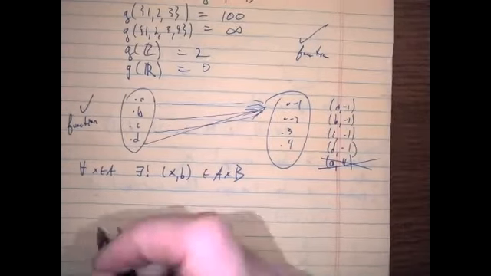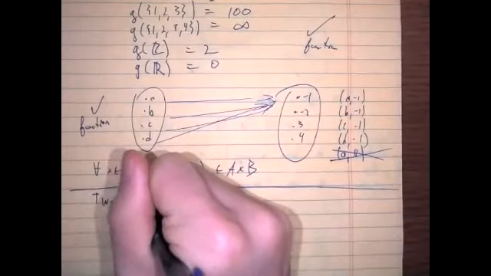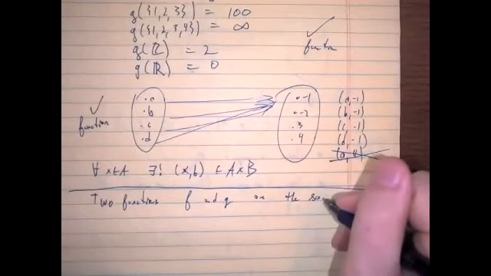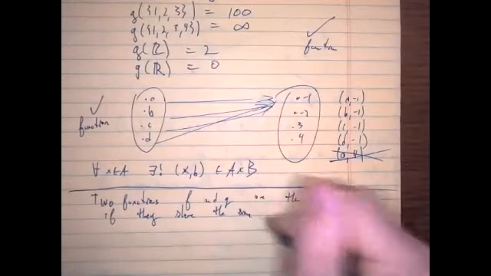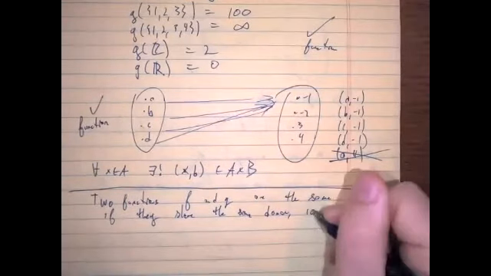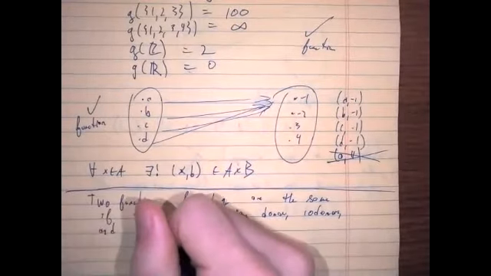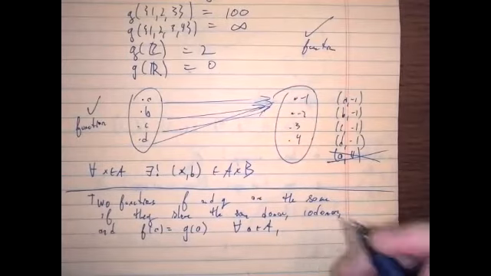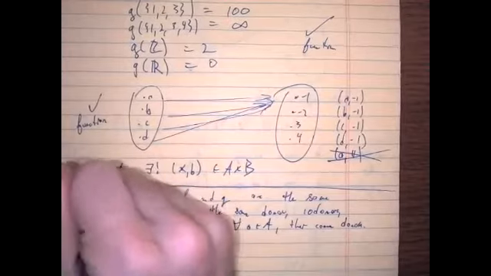Okay. So when are two functions the same? Two functions, f and g, are the same if they share the same domain, codomain, and f of a is equal to g of a for all a inside their common domain. This is a definition. When are two functions equal?